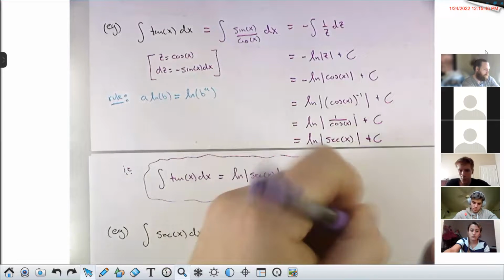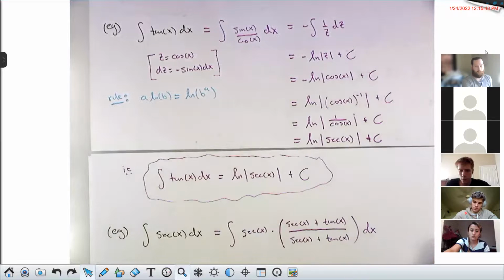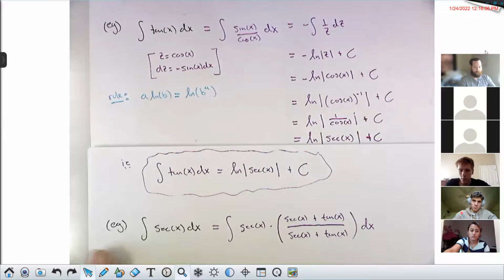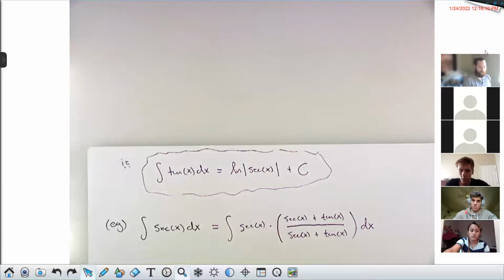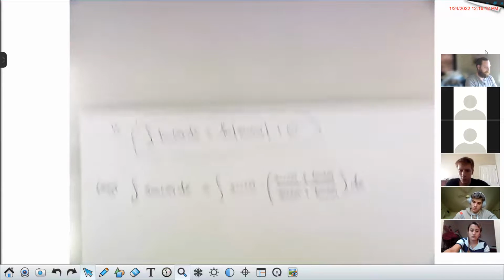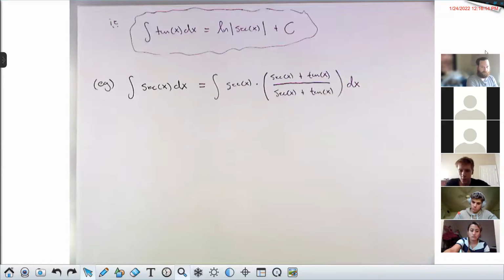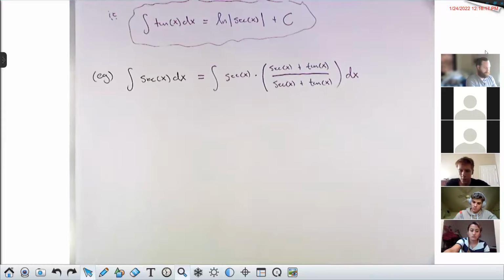And don't worry, this is not something I would expect you to come up with on your own. It's a weird trick that's used for this integral and only this integral. Yeah, I did get a DM, something to do with secant plus tangent. That's solid memory. Let me get this out of the way. So we multiply by secant plus tangent over secant plus tangent for reasons only God knows.